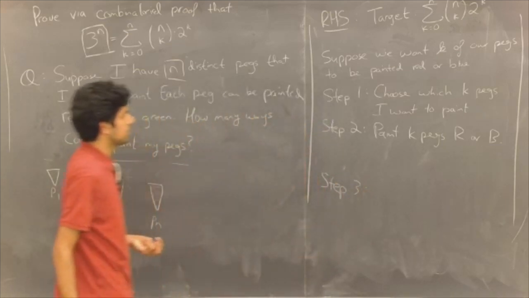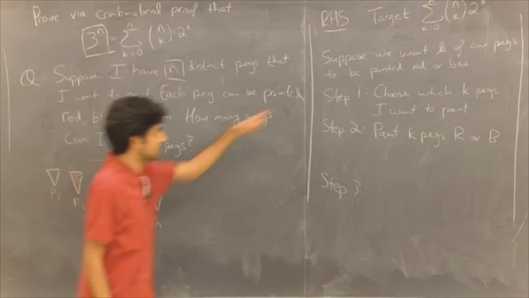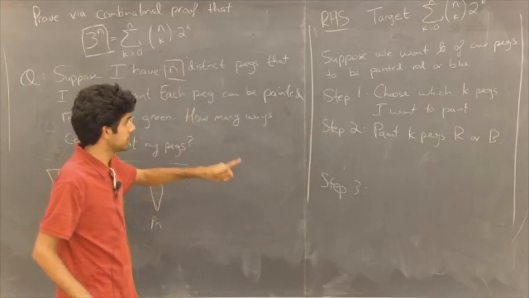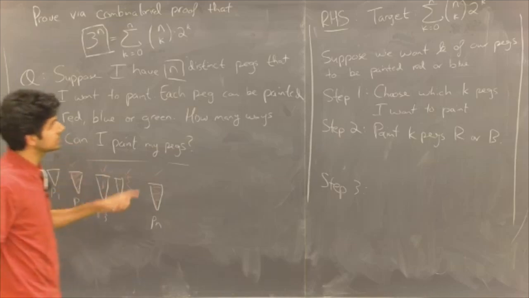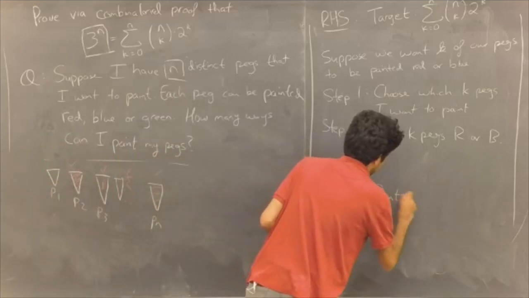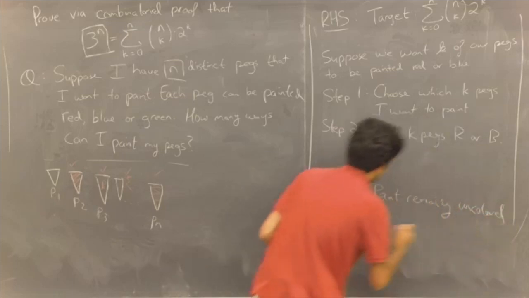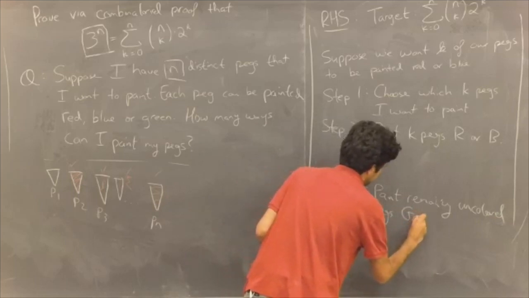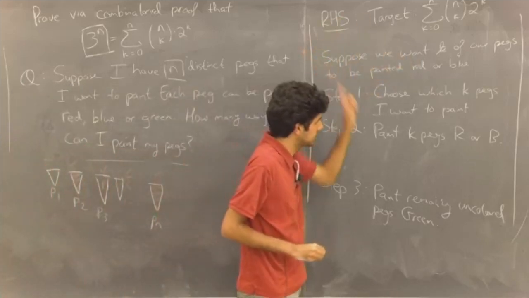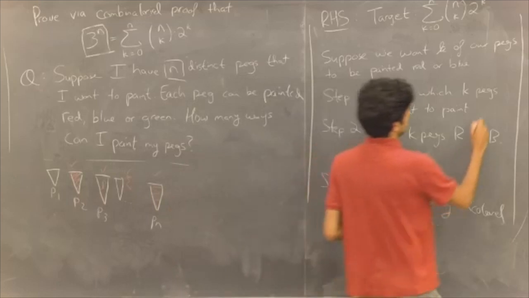In step 3, all of the remaining pegs, these are the ones that I did not want to color red or blue. Because at the start I said, I know for certain k of the pegs must be red or blue. Anything else I don't care about. All of the other pegs must be painted with the remaining color we haven't used. So we will paint the remaining uncolored pegs green. So for some value of k, I know exactly how I can paint those pegs, such that k of them are red or blue. I should write that here.